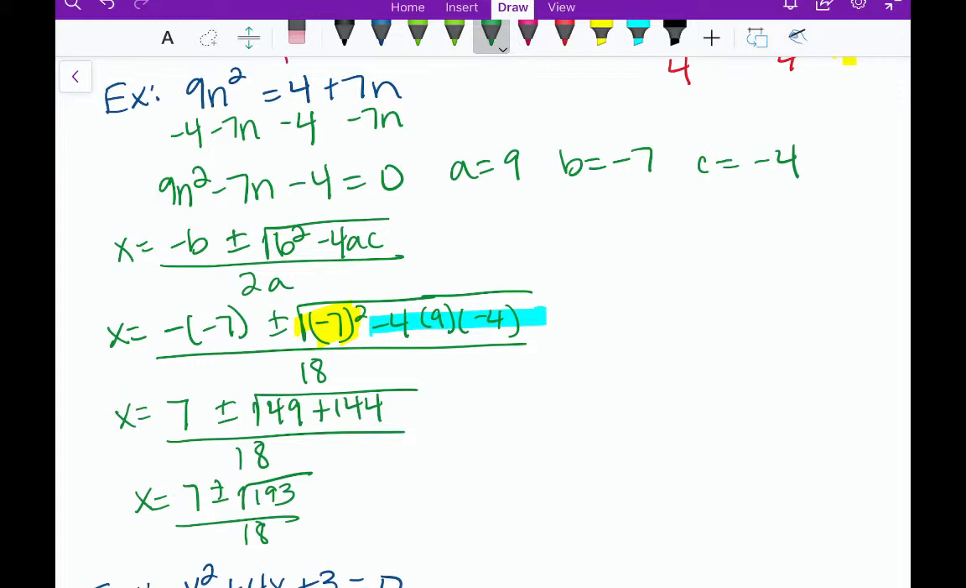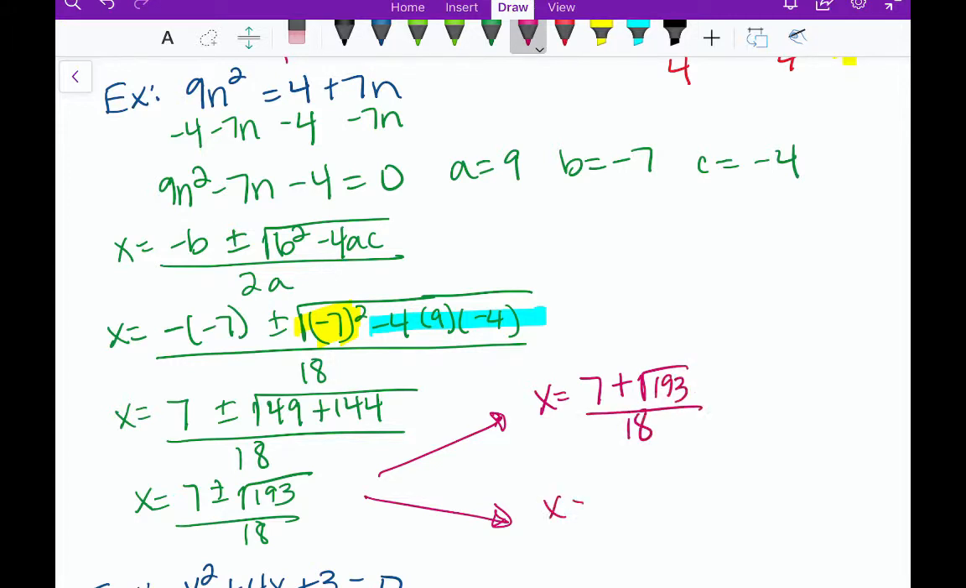x equals 7 plus or minus the square root of 49 plus 144, which is 193, over 18. So this is where I would split it into two problems. Now notice the square root of 193 is not a perfect square. I could try to simplify it, but for right now, I'm just going to write my answer like this: x equals 7 plus square root of 193 over 18, and x equals 7 minus square root of 193 over 18. Those would be my two solutions.